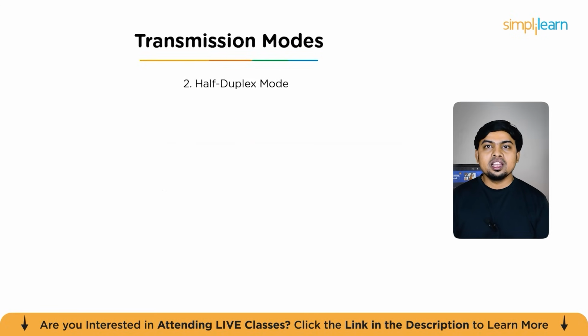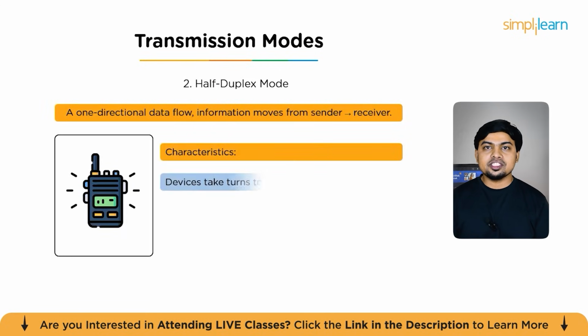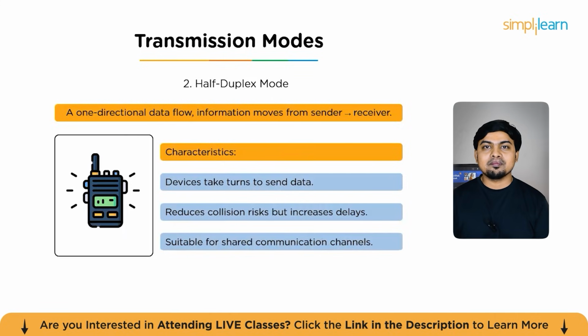Half duplex mode. Communications flow in both directions, but not at the same time. So, let's go through the key characteristics to understand it. Devices take turns to send the data. It reduces collision risks but increases delay during high traffic. It's suitable for shared communication channels.